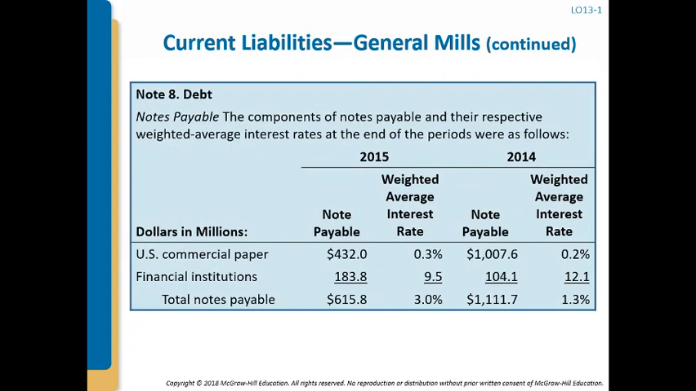Here's part of the notes. So it indicates the weighted average interest rate on commercial paper as well as obligations to financial institutions. So notice, they've got probably so many of these that there's no way they could report it all. So they just use a weighted average interest rate because all these obligations have different interest rates, I'm sure.